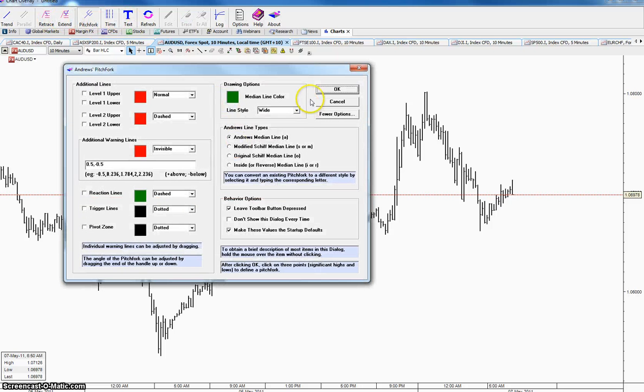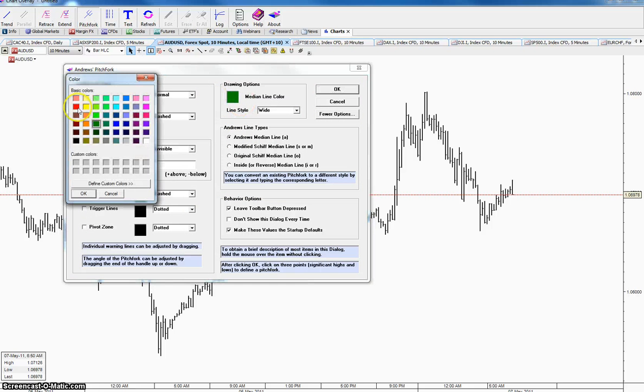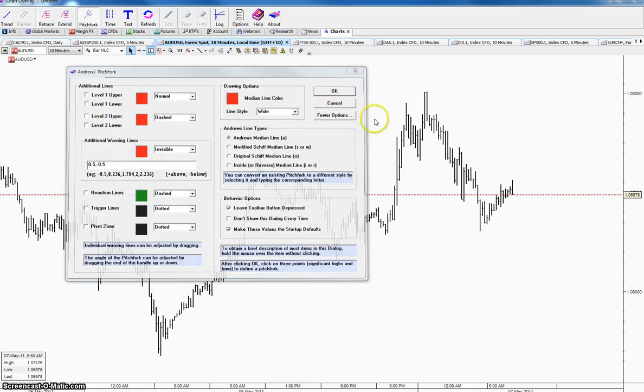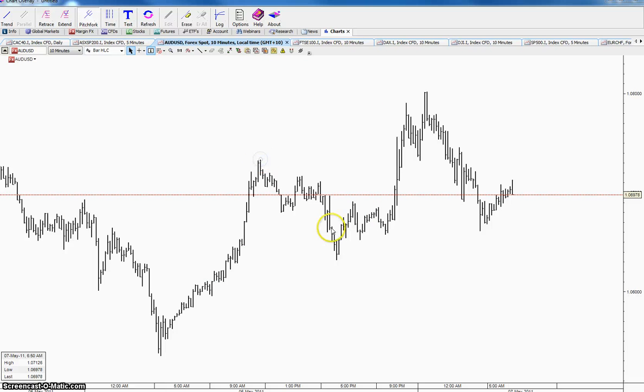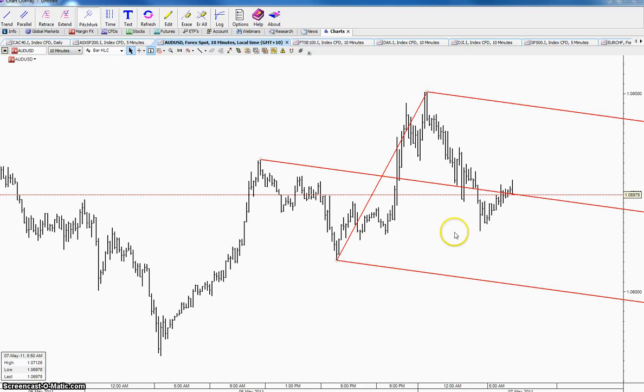Get another one, standard fork, make that one red. I'll go from here to here to here, and what we've got is it came down, it tested the median line, so it obviously knew that it was there. It's gone across it, it's gone across it again, but it's reversed here.